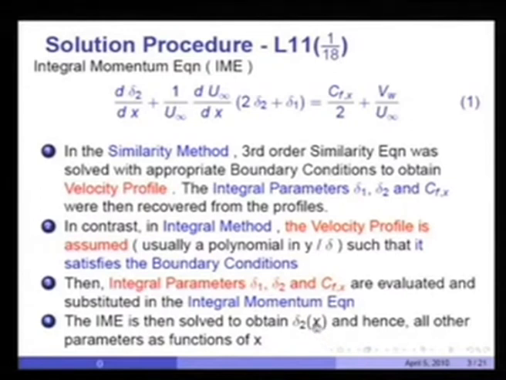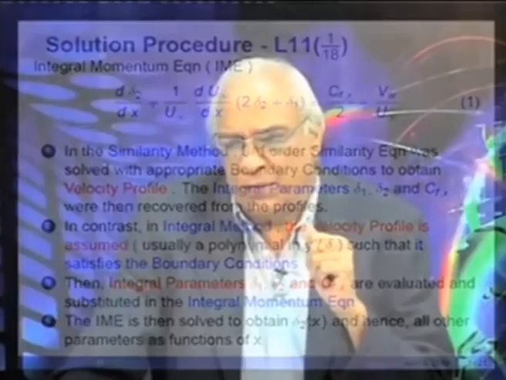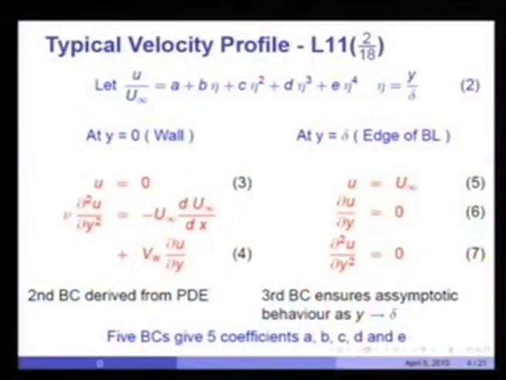So, the procedure is quite the reverse of the similarity method, and to the extent that we have assumed a velocity profile that satisfies boundary conditions, it is nonetheless an approximation to what could be the real velocity profile at a given x. So, we say let u over u infinity, which is the dimensionless velocity and a function of x and y, be a polynomial in the eta variable, where eta is y by delta: a plus b eta plus c eta square plus d eta cube and e eta 4.